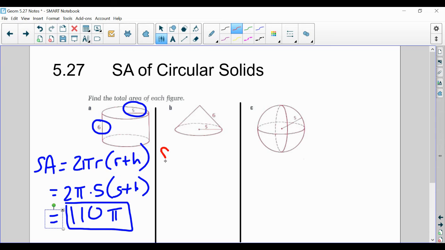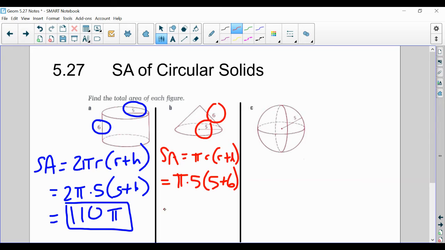For the cone, my surface area is pi r times r plus l. We have a radius of 5 and a slant height of 6, so we have everything we need. So we get pi times 5 plus 6, which is 5 times 11, or 55 pi. Again, no units in the diagram, so no units in my answer.